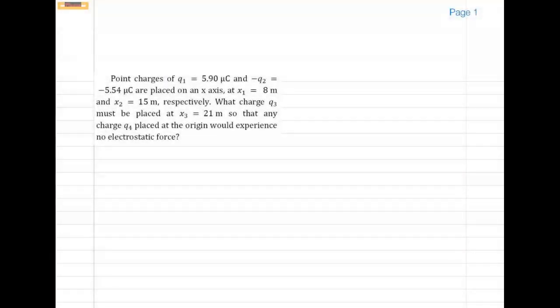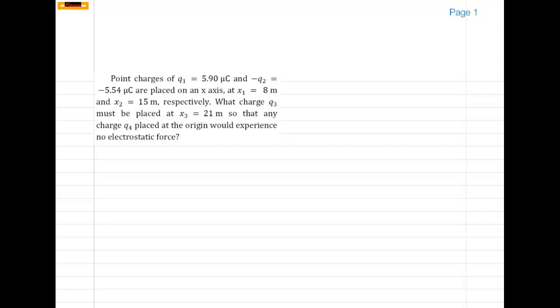So this problem should give us more practice. It's a moderate to difficult problem. The first thing we're going to do is read the problem carefully to see what kind of information we can extract. So let's read along carefully and write down all of our givens and unknowns.